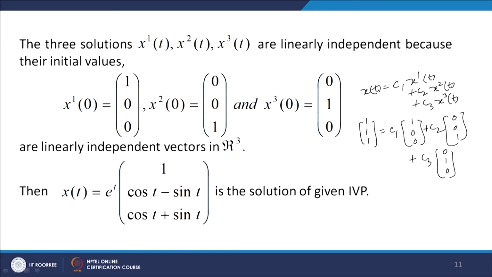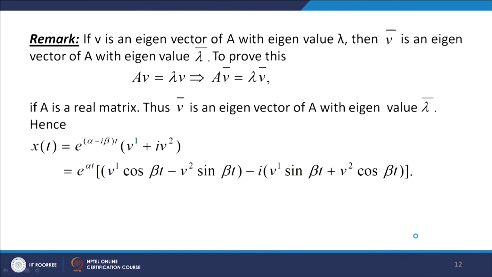So, we get here c1, c3, c2. So, we get c1, c2, c3 equal to 1, and so the general solution is x(t) equal to e to the power t times (1, cos t minus sin t, cos t plus sin t). We can put here c1, c2, c3 equal to 1. So, we get the solution of the initial value problem.